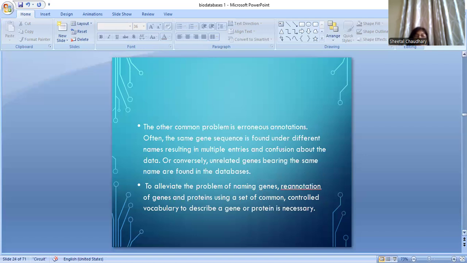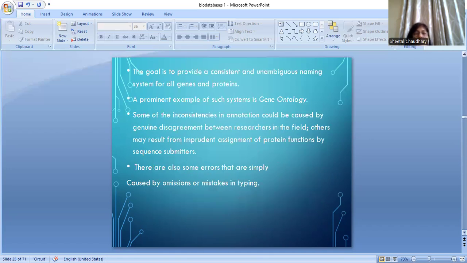The other common problem is erroneous annotation. Often the same gene sequence is found under different names, resulting in multiple entries and confusion about the data. Conversely, unrelated genes bearing the same name are found in databases. To alleviate the problem of naming genes, re-annotation of genes and proteins using a set of common controlled vocabulary to describe a gene or a protein is necessary. The goal is to provide a consistent and unambiguous naming system for all genes and proteins. A prominent example of such a system is Gene Ontology.